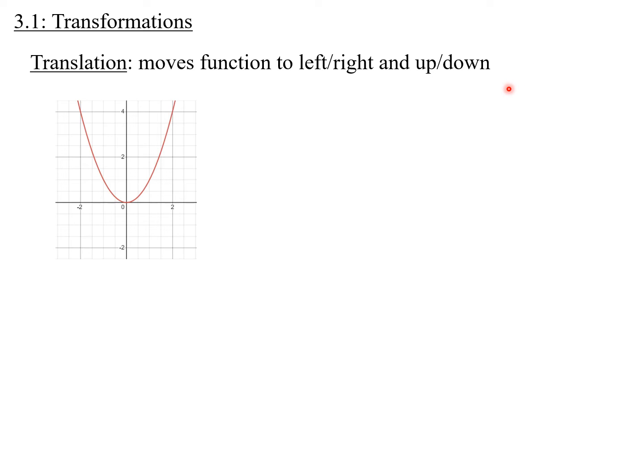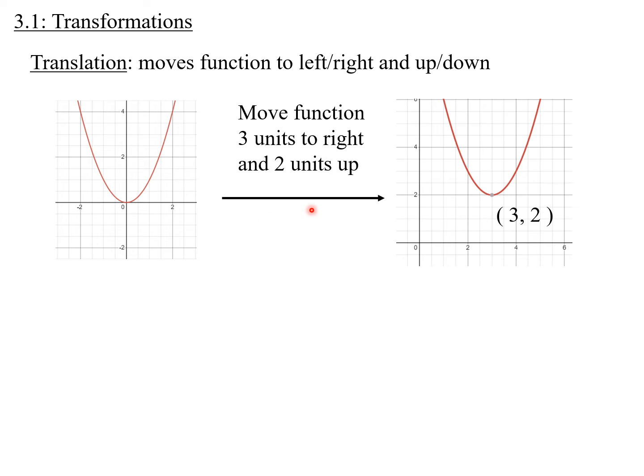As an example, let's look at this function, which is, of course, the quadratic function. What we're going to do is move this function 3 units to the right and 2 units up. If I take that whole parabola 3 units to the right and 2 units up, it ends up right here. So the vertex that was at the origin is now 3 units to the right and 2 units up, and is now at (3, 2).